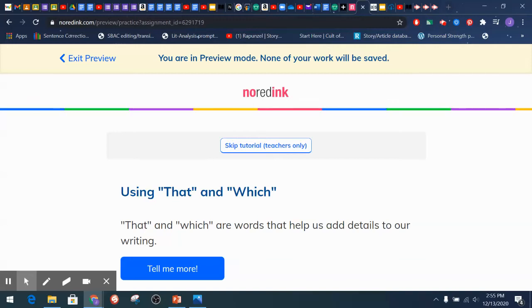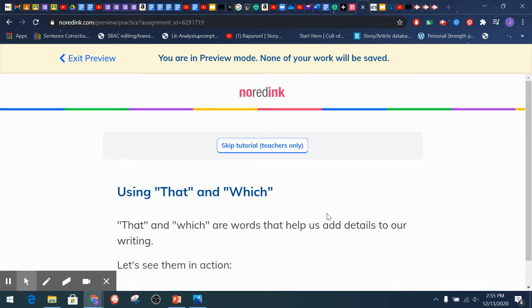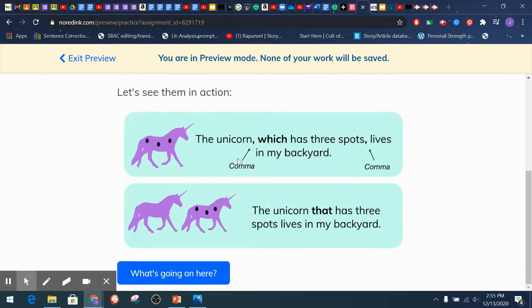We're going to do the tutorial for this one, which is punctuating restrictive and non-restrictive clauses. So that and which are words that help us add details to our writing, usually when you're modifying something. So for instance, the unicorn, which specific unicorn is it? The one with the 3 spots. Or you could say the unicorn that has 3 spots.